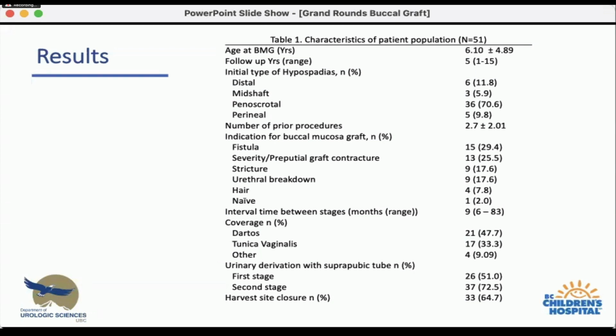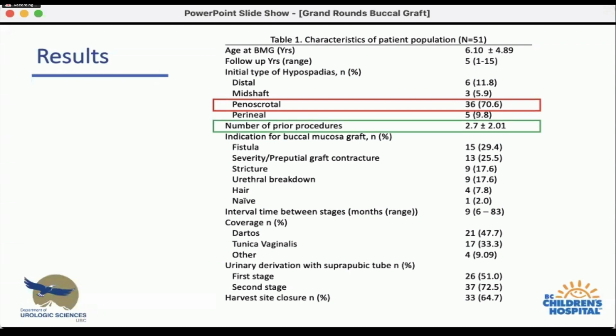We have a median age of 6 years. Follow-up time was 5 years, with a range of 1 to 15 years. The majority of our patients initially had a penile-scrotal hypospadias, at 70.6%. The number of prior procedures was 2.7, that's the median, and the standard deviation was 2.